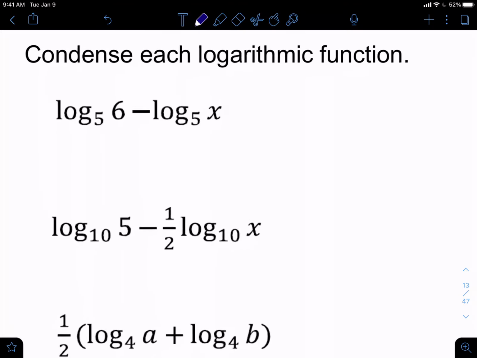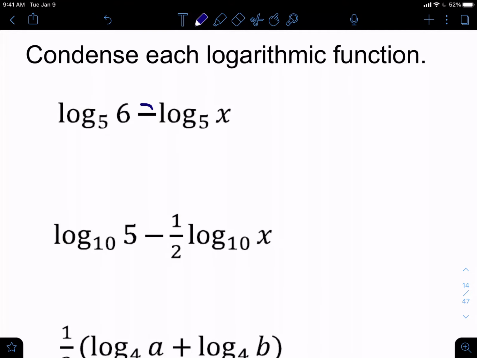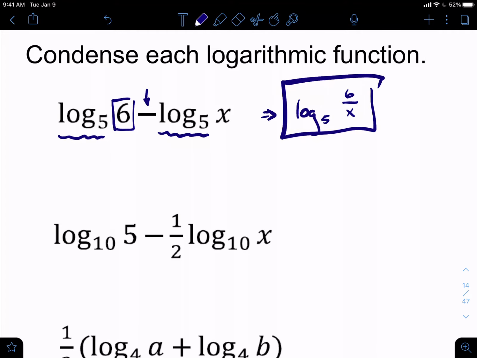So looking at this first problem, here we see that we have two things that have the same base. That's going to be something that we're going to need to see in order for stuff to be condensed. But we're not going to try to mess with you. I think every problem will have that. Here we do see that we are subtracting, which means we divide. The first one always goes on top. The one that has the minus in front is going to go on the bottom. So I could rewrite this as the log base 5 of 6 over x. Right? We're just taking it and reversing kind of what we practiced yesterday.